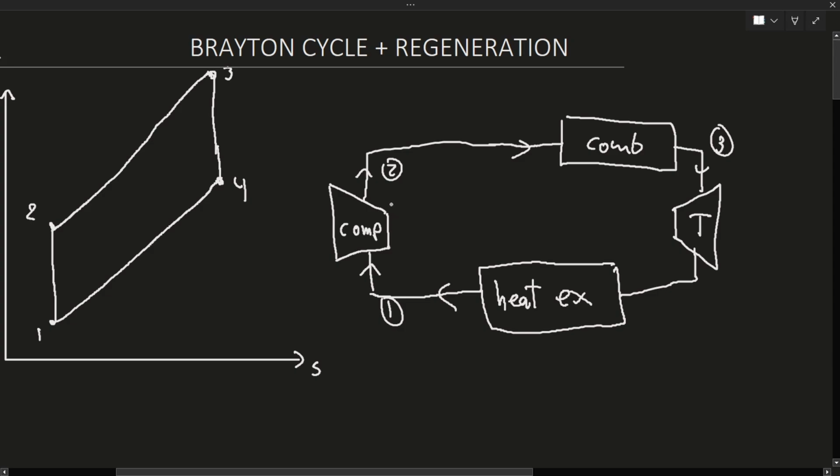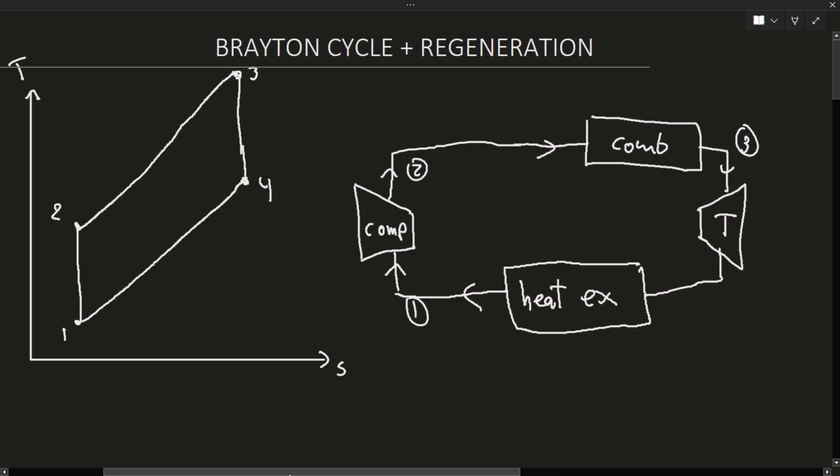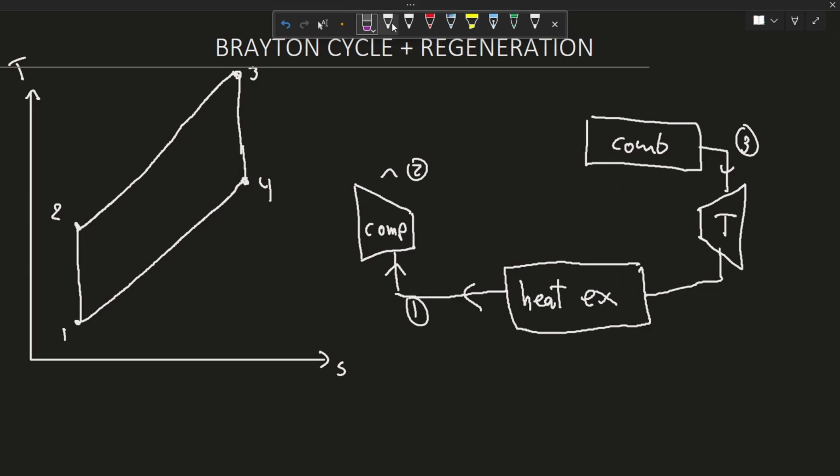What you see on the screen is a simple Brayton cycle. You have your compressor, goes into the combustion, then turbine, heat exchange, and that's your TS diagram over here. Wait, let me move it. That's your TS diagram. For the regeneration, you literally just have one extra step and that's it. So I'm just going to remove this.